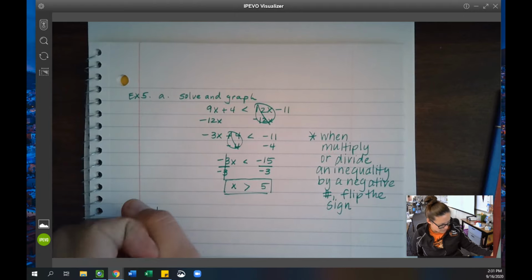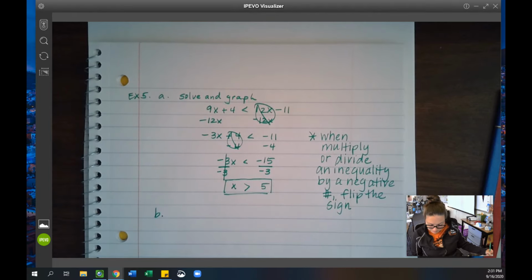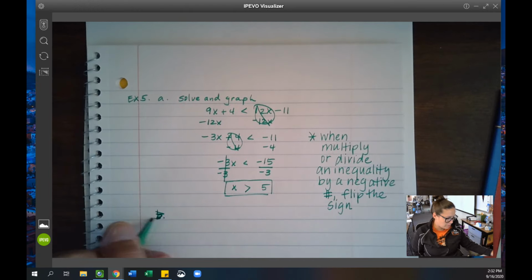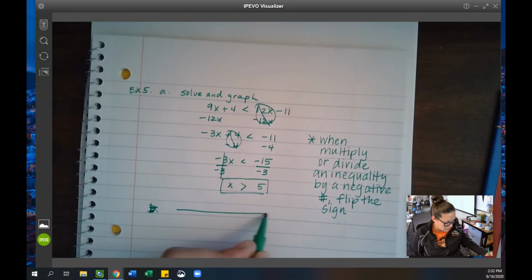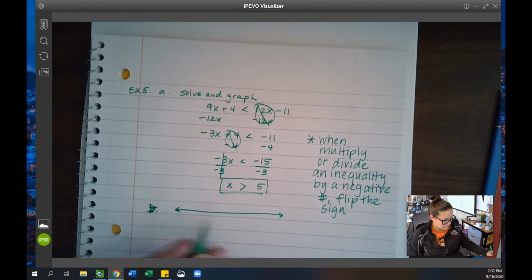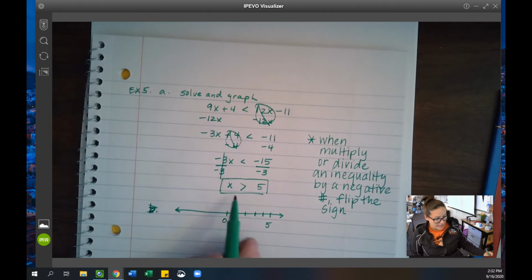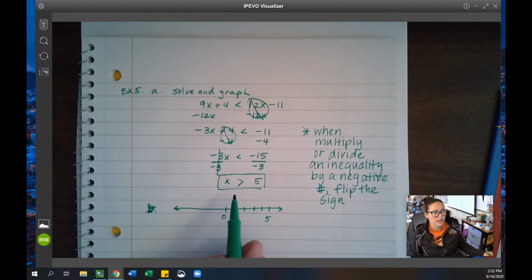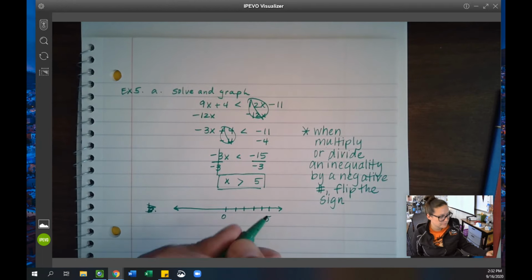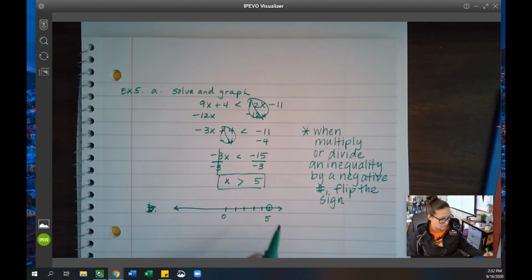All right, part B. Oh, shoot, we forgot to graph. Solve and graph, not part B. Draw yourself a little number line. Here's 0, 1, 2, 3, 4, 5. X is greater than 5. I do not want to include 5. So I'm going to have an open circle. Just like that.